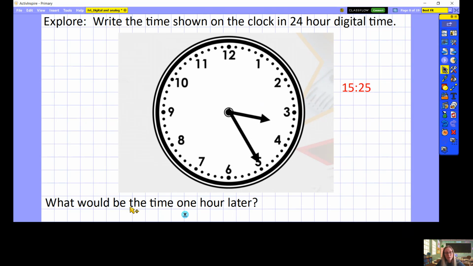And then the time at 1 hour later, well, all that changes on this clock is the hours, and I just increase that time by 1 hour. So instead of being 15:25, the time would be 16:25.